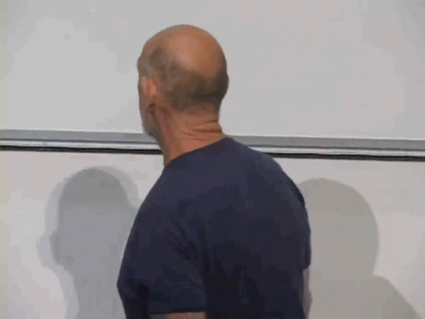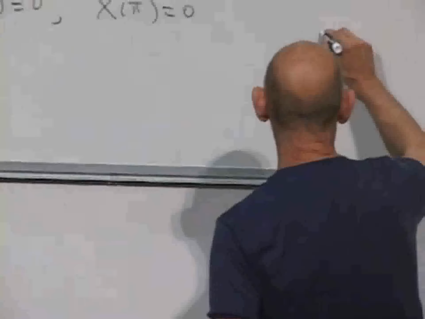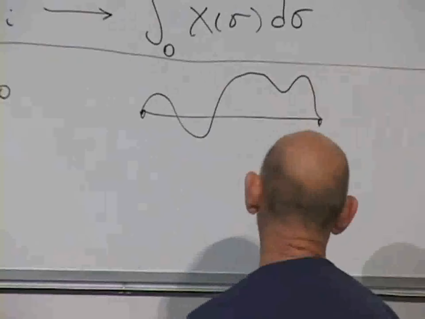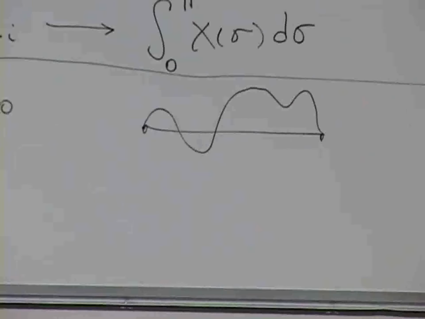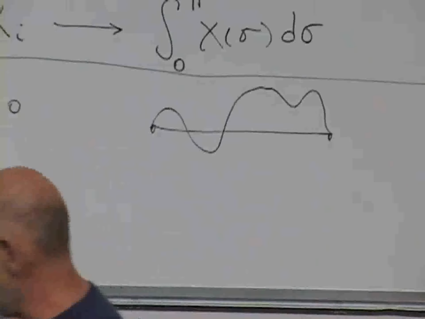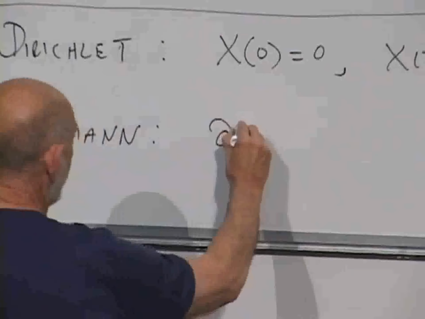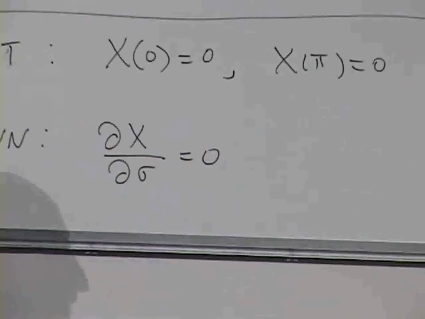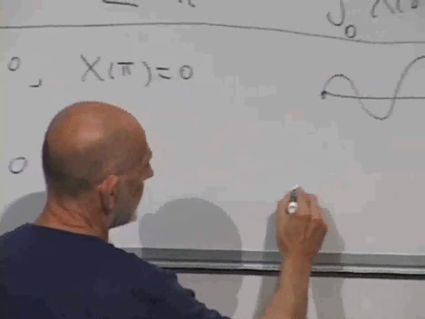But at the moment, I'm not doing physics. I'm doing just some mathematical facts. Neumann boundary conditions are the statement that the derivative of the function is 0 at the endpoints. So let's first draw a Dirichlet function. A Dirichlet function might look like this. It's pinned down at the endpoints, and so x at the endpoints is 0. For Neumann functions, the derivative of x with respect to sigma is equal to 0. And those are functions which look like this.